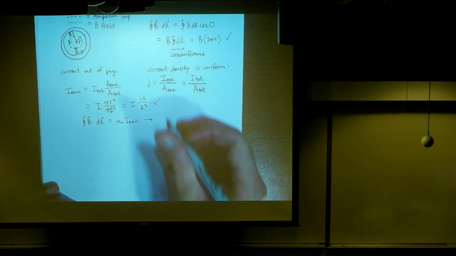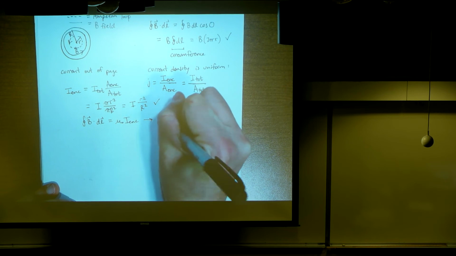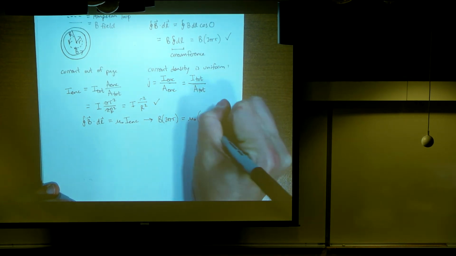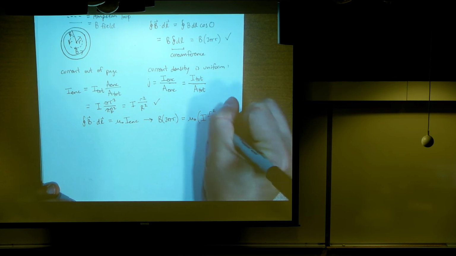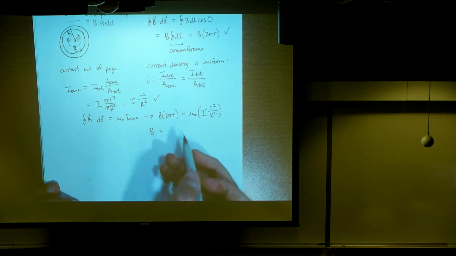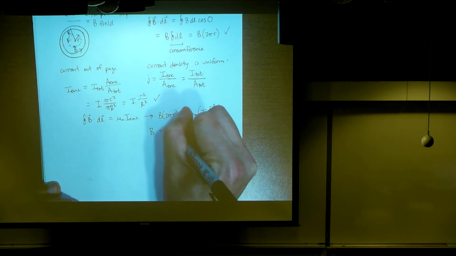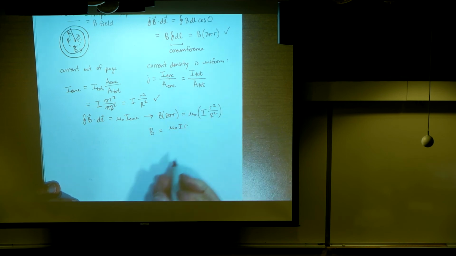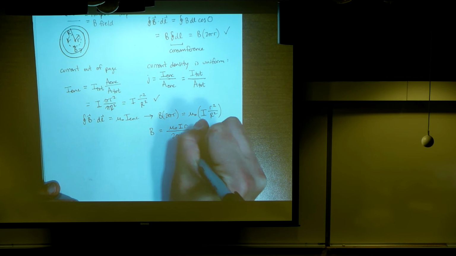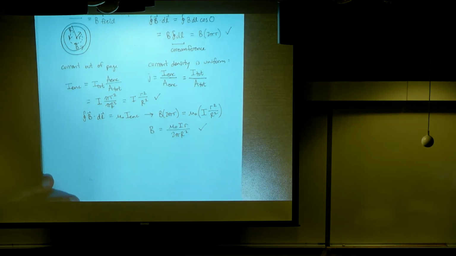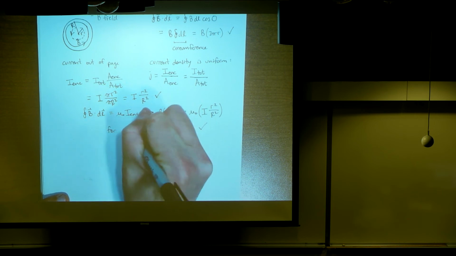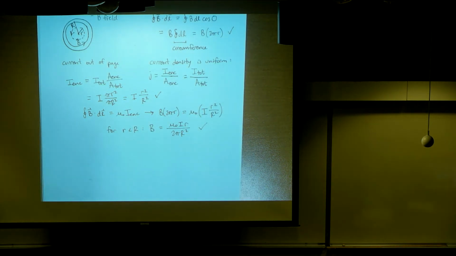So for the B dot dl part, we have B times 2 pi r equals mu naught times I little r squared over big R squared, which means B is equal to this. Just divide out the 2 pi r. On top, you have mu naught times I times little r. On the bottom, you have 2 pi times big R squared. Now again, this applies for little r less than big R. That's when we're inside of the wire.